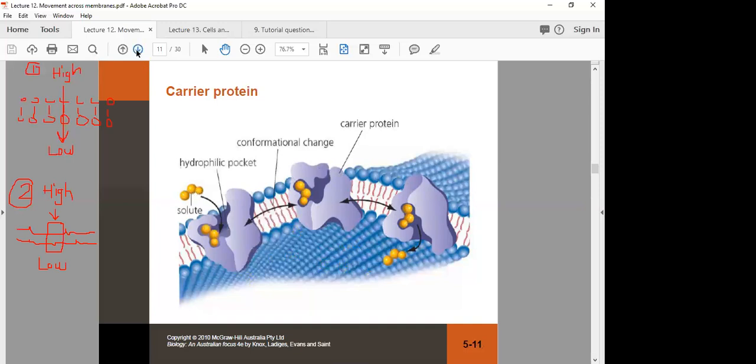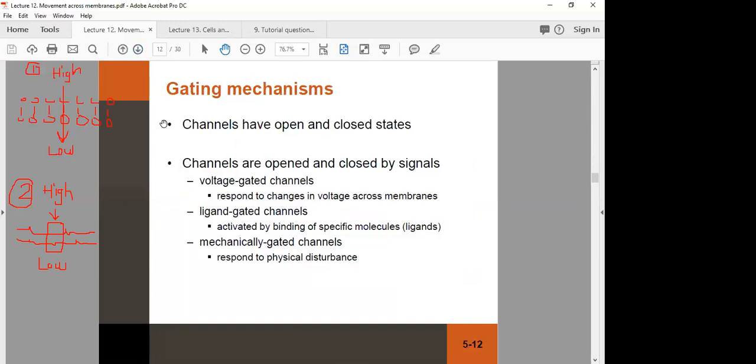So that's a carrier protein. All right, let's go back to those channels that simply have the open and closed states. Channels are opened and closed by various signals, depending on what type of channel it is. Here are the three major types of channels relating to what those signals are.